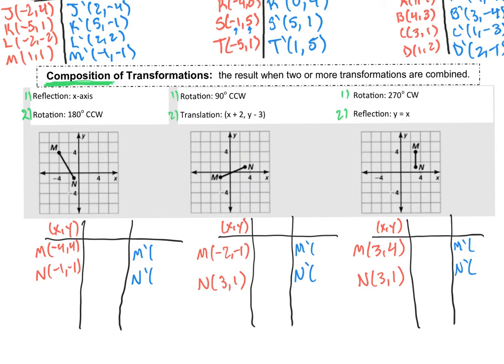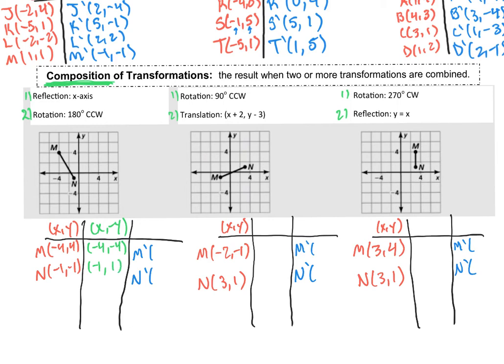The first one has a reflection over the x-axis for the first transformation, and your rule for reflection over the x-axis is (x, -y). So the x stays the same, your y values will change sign. So we're going to have (-4, -4). And then we have -1 because the x stays the same, and your y values change sign, so that -1 becomes a +1. Those are our new points.